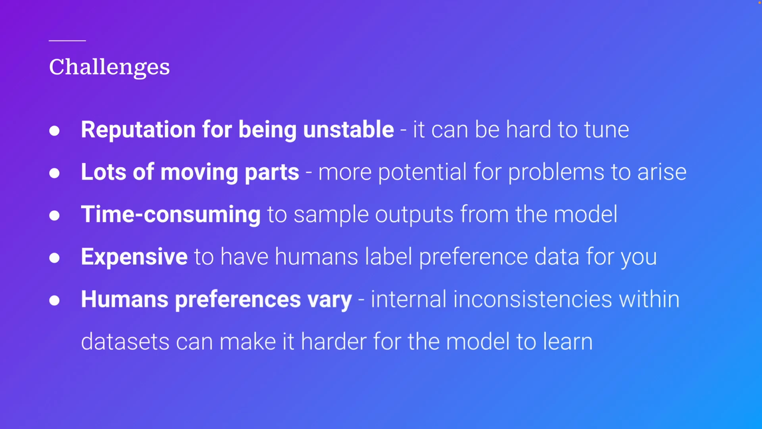And then human preferences vary. There tends to be internal inconsistencies within data sets that can make it harder for the model to learn. Imagine you have multiple data labelers using their preferences. They're not all going to have the same preferences. Even if you give them instructions or a rubric to use, there's going to be, this person liked that one better, but if you handed it to another person, they might have liked the other example better. Those types of variations make it tricky to mathematically teach a model what's important.